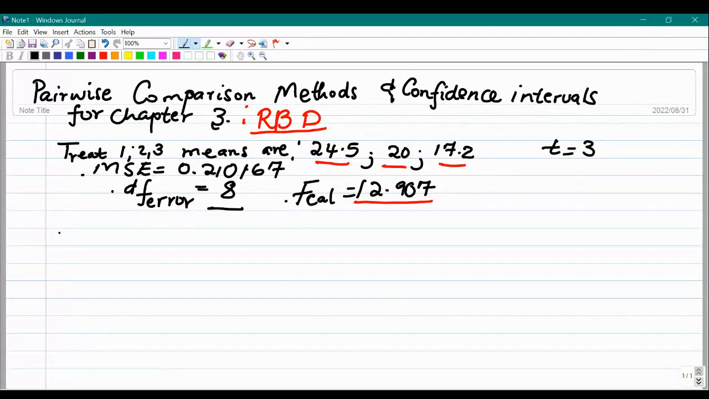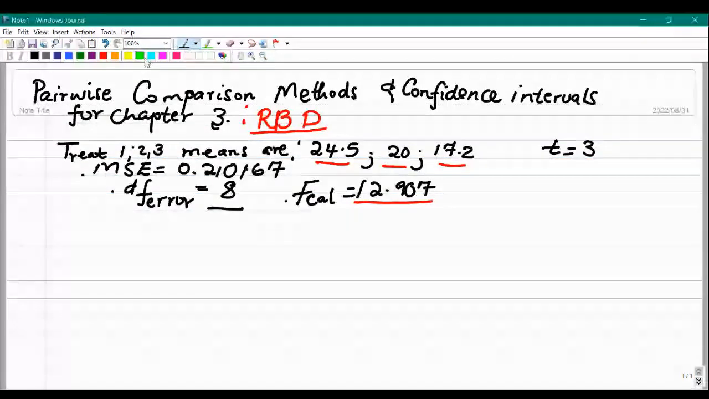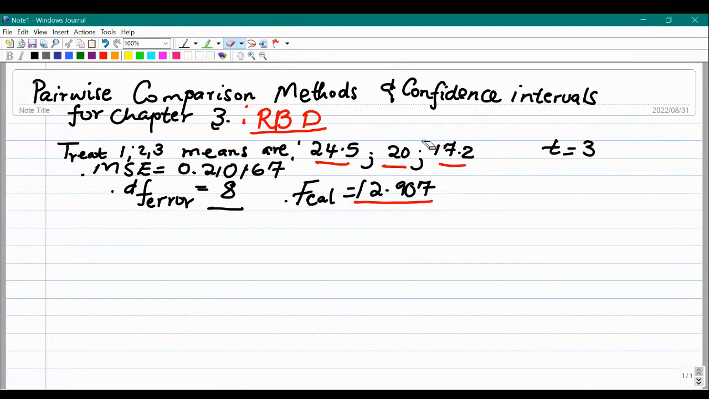Sir, good morning. I think those values are the totals, not the means. 24.5 and... Oh, they're not the means, right? Yeah, they are totals. Thank you very much. It was for treatment. Yes, thank you very much for that. So I missed that one. The way you gave it to me was confusing.